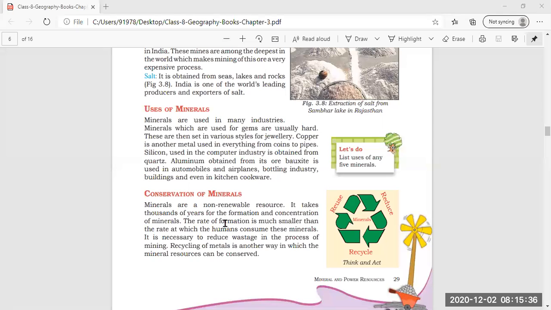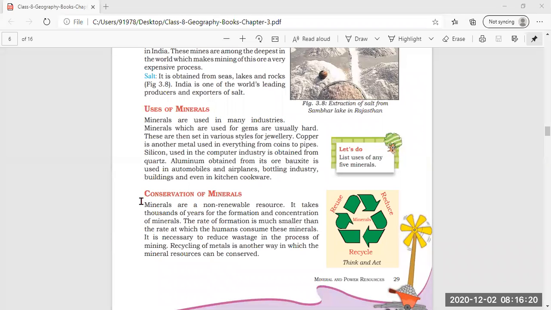Next, conservation of minerals. How should we conserve these minerals? How should we protect these minerals? Minerals are non-renewable resources, which means we cannot get them quickly. They can get exhausted soon. It takes thousands of years for the formation and concentration of minerals, and if we want to get the same mineral back, it takes thousands of years for its formation.